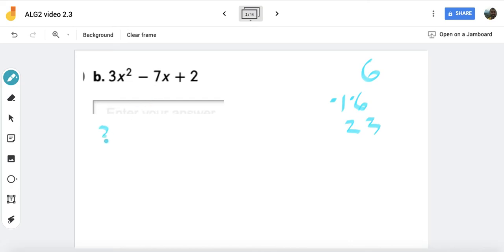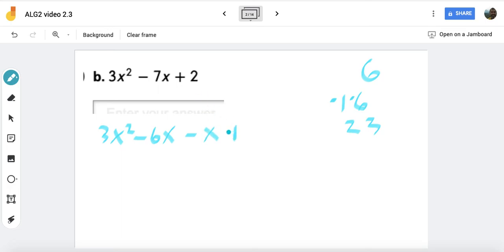So I'm going to rewrite it, 3x squared. And for the x term, I'm either going to use the 6 or the 1. Since 3 over here is bigger than the 2, I'm going to bring the negative 6 over. So minus 6. And what was the other term? Negative 1, so negative x. And the rest of it's plus 2.